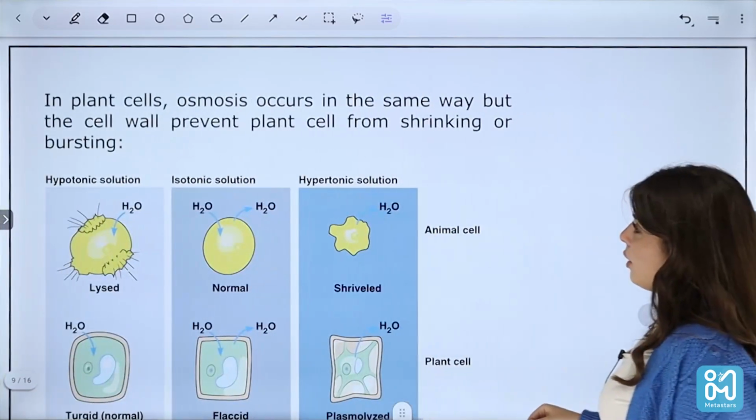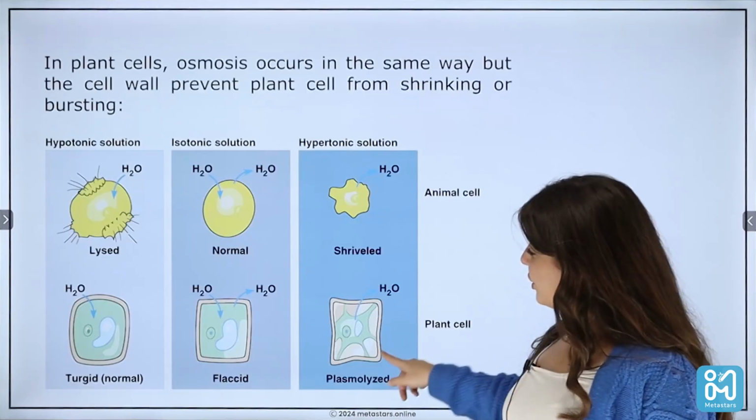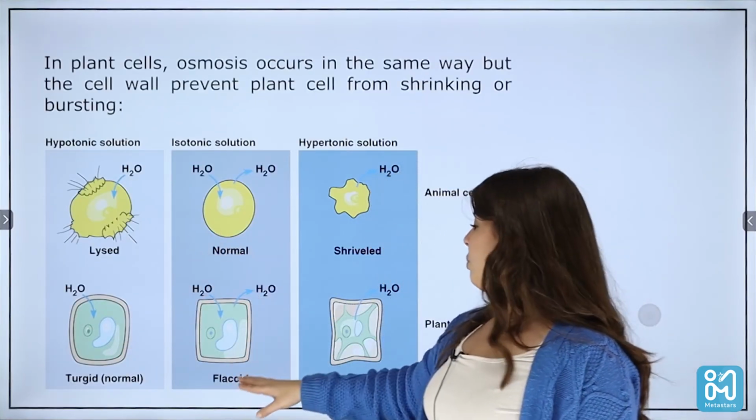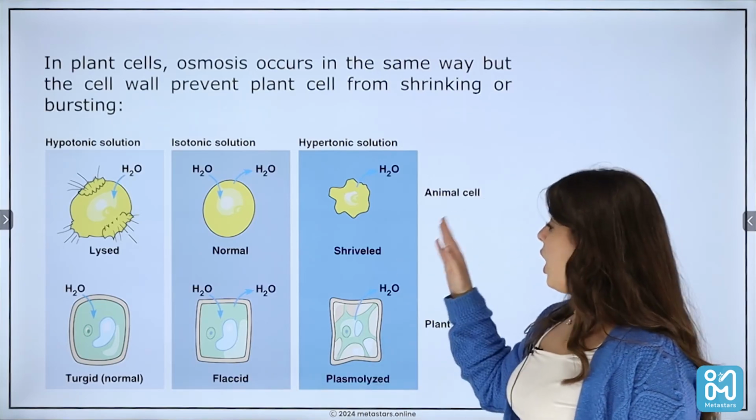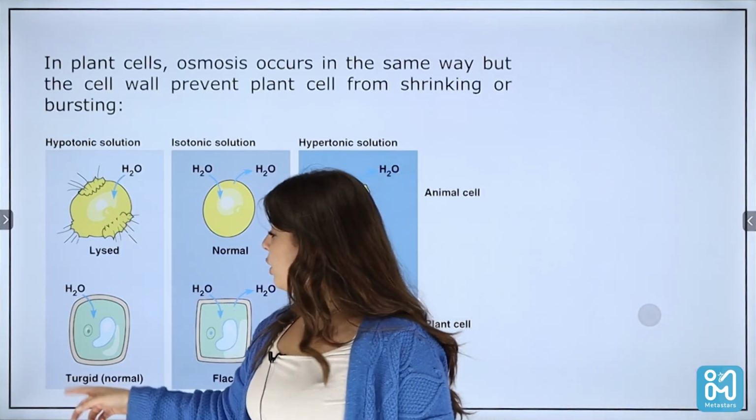You should memorize well the movement of water, and what will happen to the cell if we place it in hypertonic and hypotonic. Here's an example of a plant cell also. A plant cell in isotonic will be flaccid, normal. In hypertonic, it will be plasmolysed. And in hypotonic, it will be turgid.